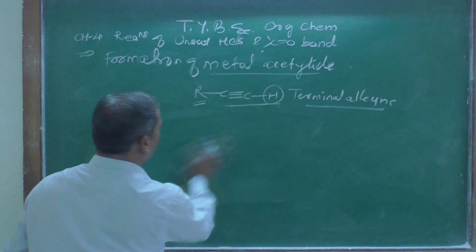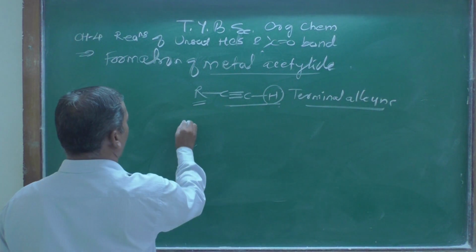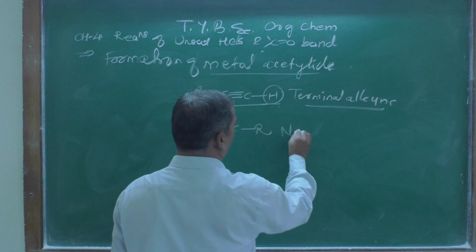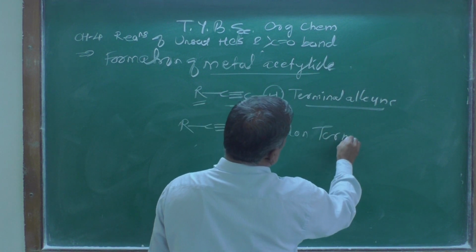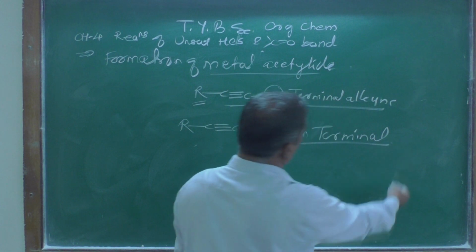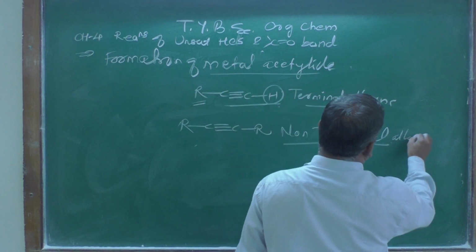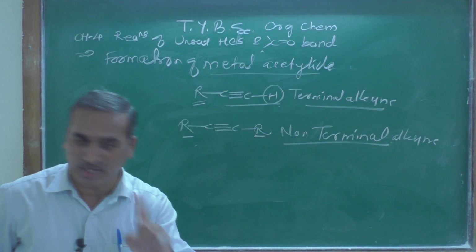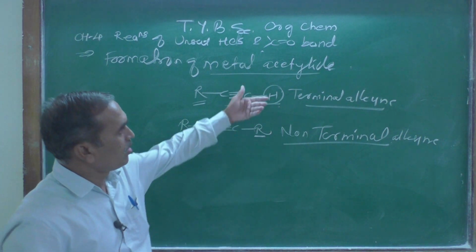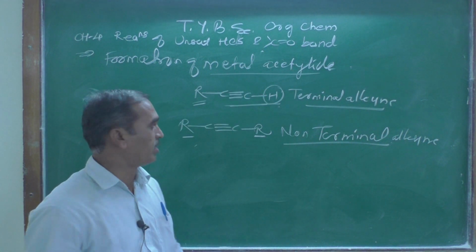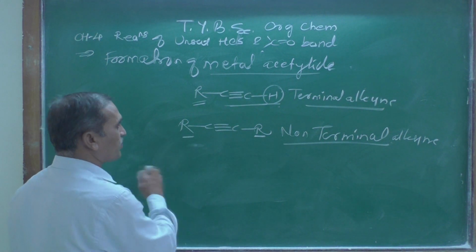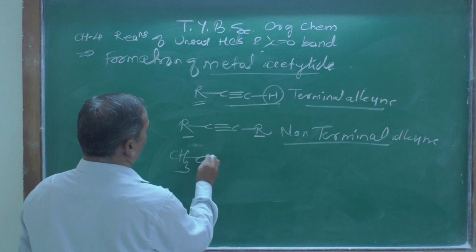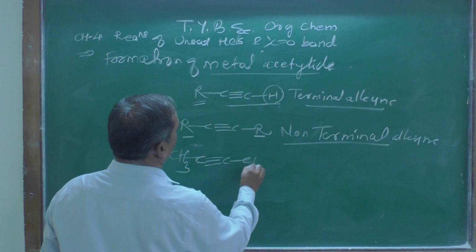Let us see an example of a non-terminal alkyne. Suppose you have R, C triple bond C, R. This is called a non-terminal alkyne. What does it mean? Here R and R should be alkyl. Don't take hydrogen. If you take hydrogen, you will get a terminal alkyne. So always put a methyl group, alkyl group, aromatic group, anything you can put here, like CH3 triple bond C CH3.